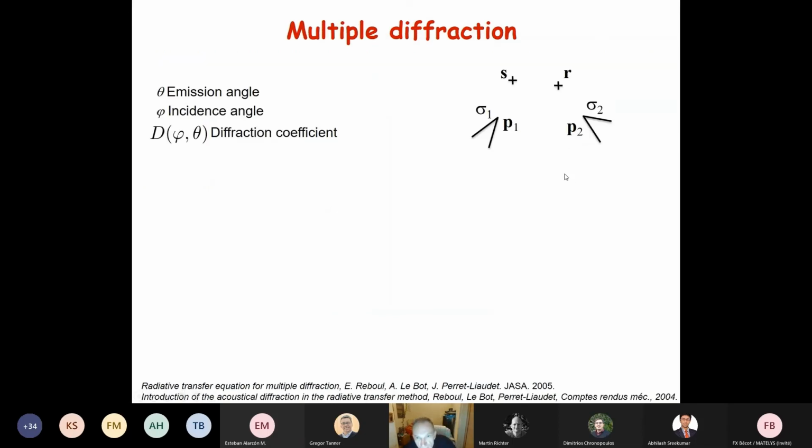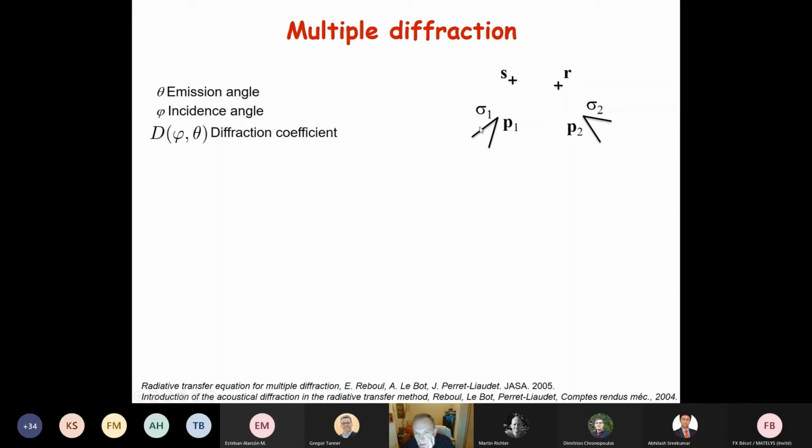The method also applies for multiple diffraction. In the case of multiple diffraction, imagine the following situation for which the source point is S, and we have a receiver point R, and now we introduce two wedges at points P1 and P2, which diffract the rays.